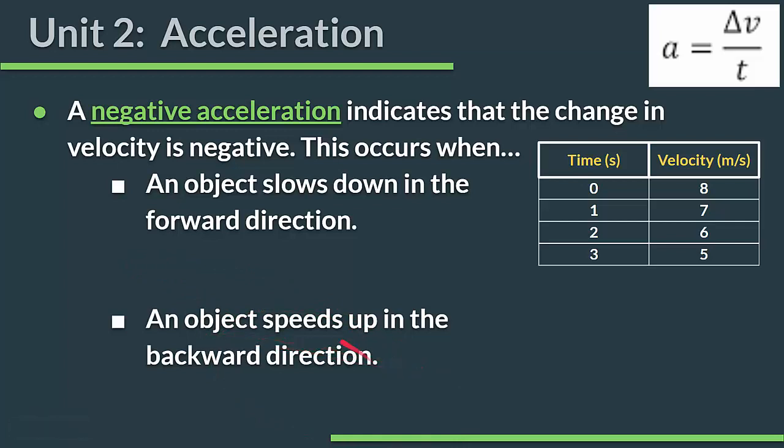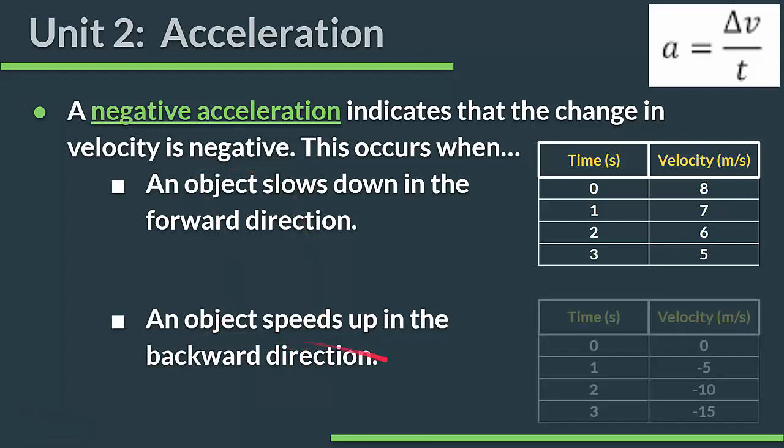An object speeding up in the backward direction is also negative acceleration. Negative acceleration doesn't mean slowing down necessarily. It did here, but it doesn't mean that here. And look at my data, here's why. This object is getting faster, because 0 means you're not moving. So going from a velocity of 0 to -5 means you're going from being at rest to moving, and then you're moving faster and faster. You're just doing it in the negative direction. That's all the sign means, which way. So you're going to the left, but you're getting faster. The change in velocity every second in this example is -5 meters per second each second, or you can write that as -5 meters per second squared.